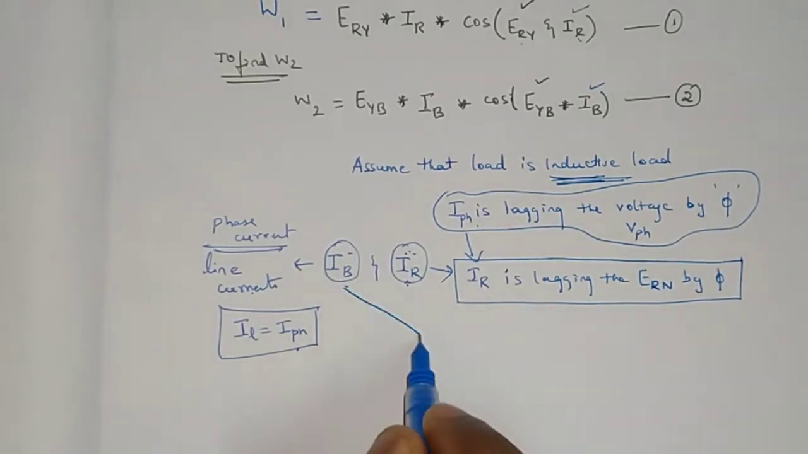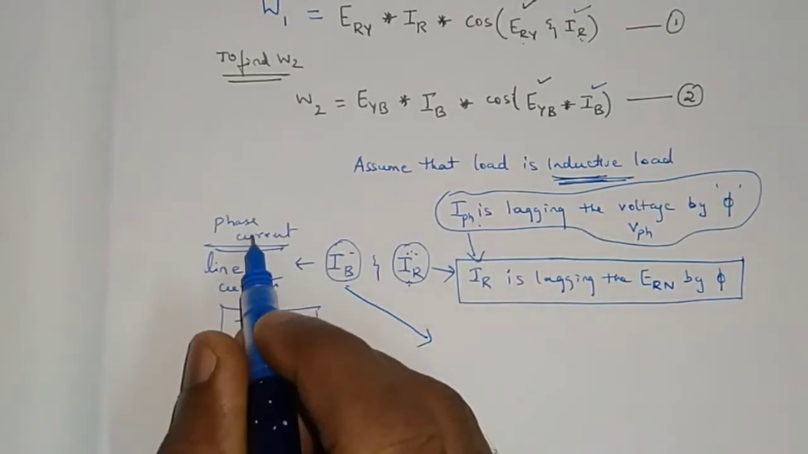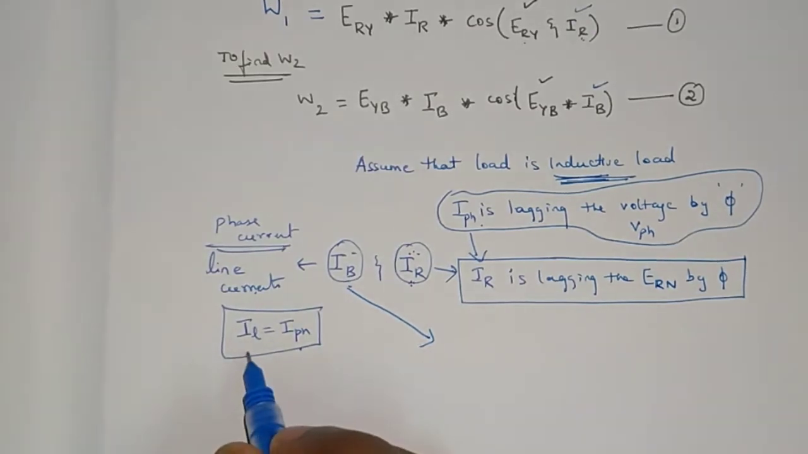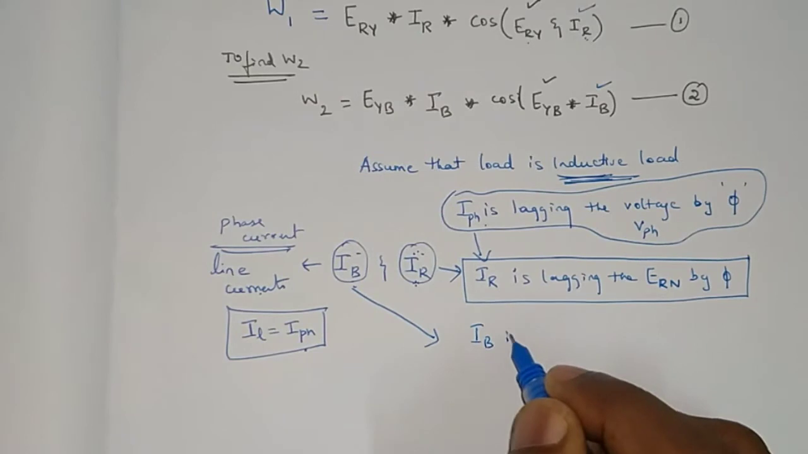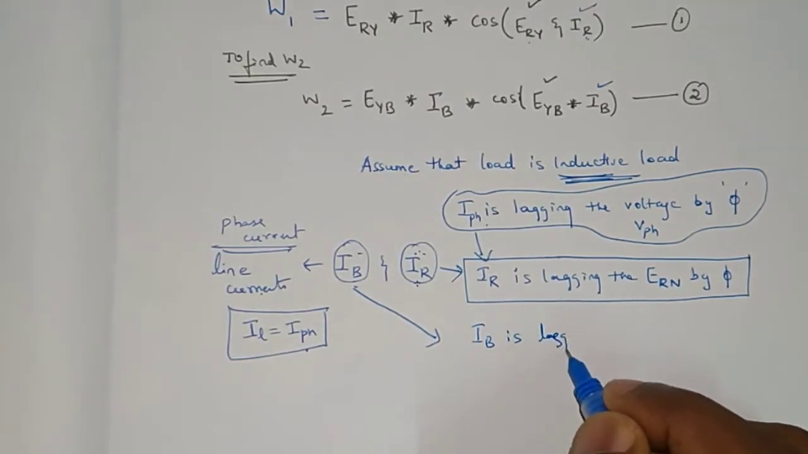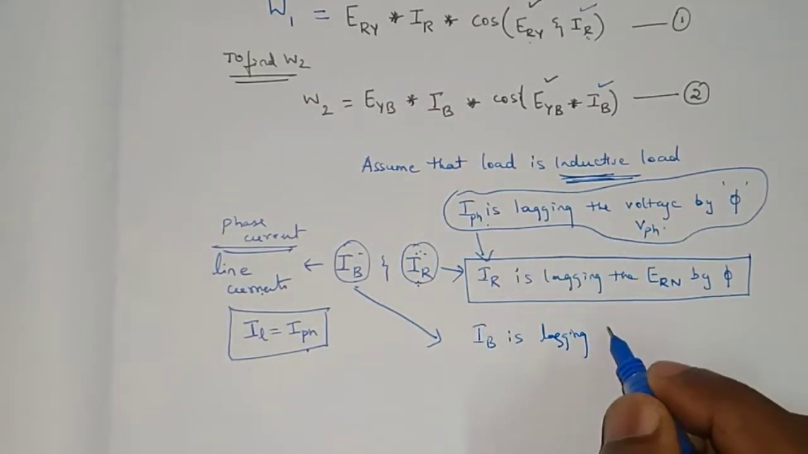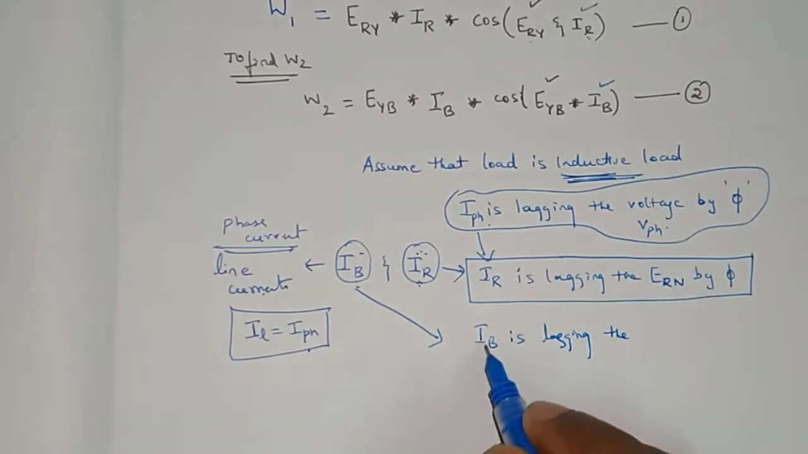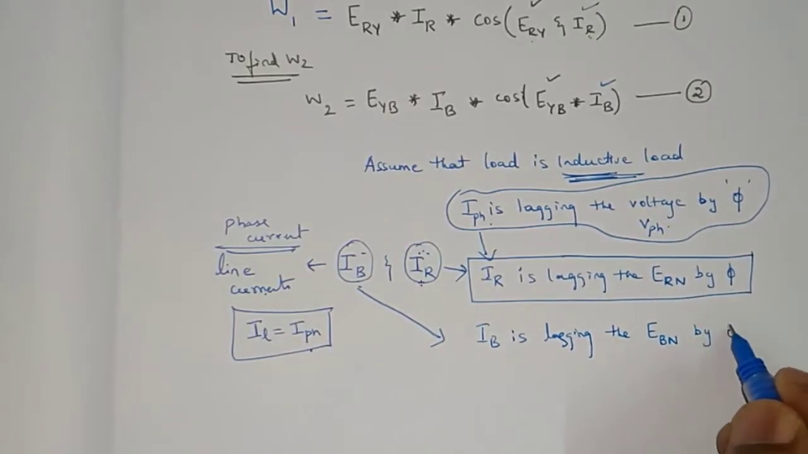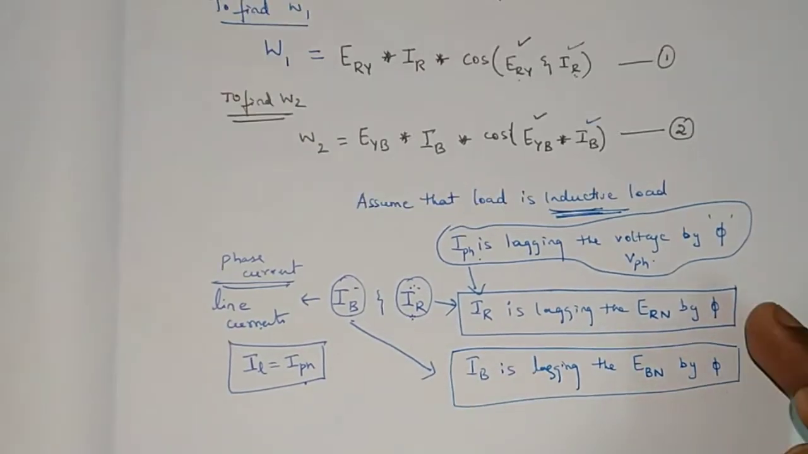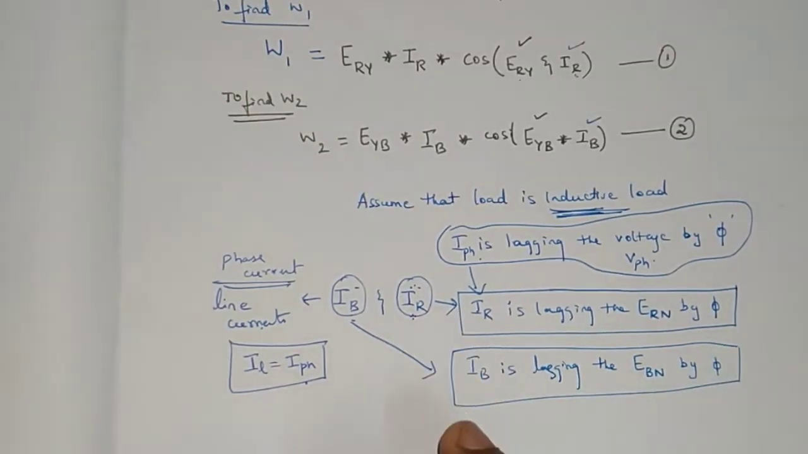In the same way I will represent IB. IB is also a phase current for us. It was a line current, but in star connection line current is equal to phase current, so both are equal. Now IB is considered a phase current, which is lagging the phase voltage. With respect to IB, the phase voltage is EBN, lagging by angle phi. With respect to these relations, I am going to represent IR and IB.